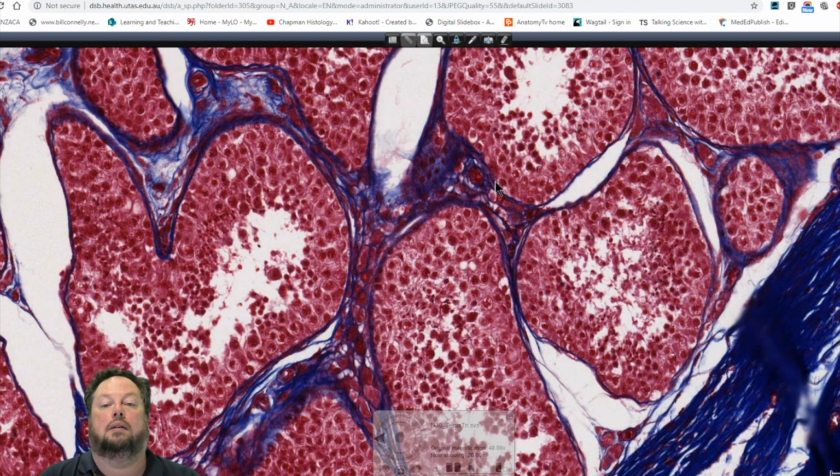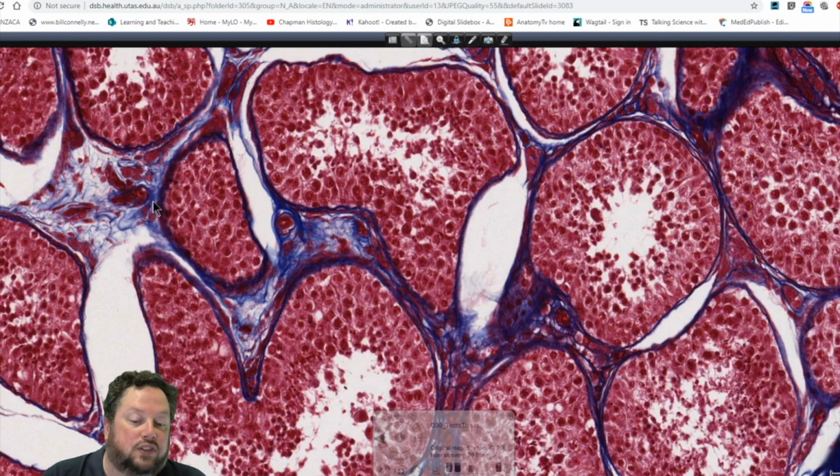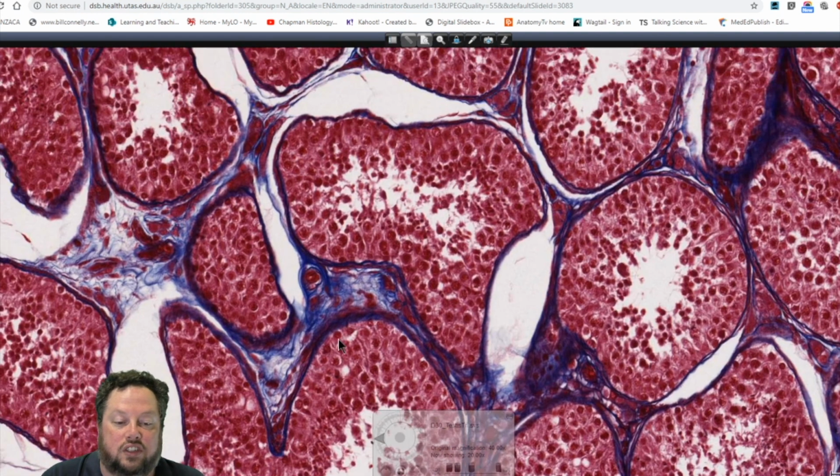So the testis then, which of course is the gonad within people identified as male at birth, has two major functions. One is the production of the gametes in the form of the spermatozoa, and the other of course is the production of the sex hormones, largely androgens, things like testosterone and dihydrotestosterone and so on. Now, the sperm, of course, are formed within the seminiferous tubules, whereas the sex hormones, the androgens, are actually formed by cells out in the interstitium.